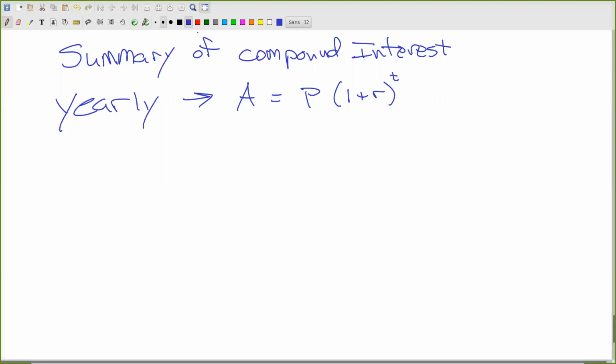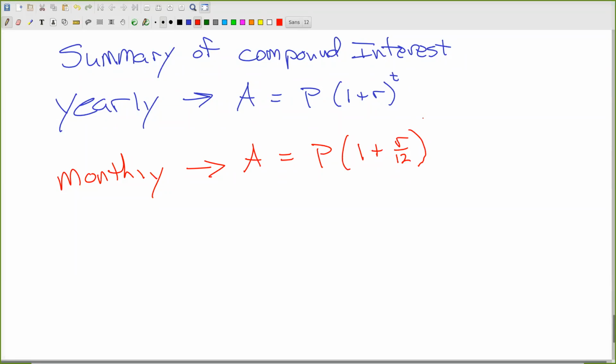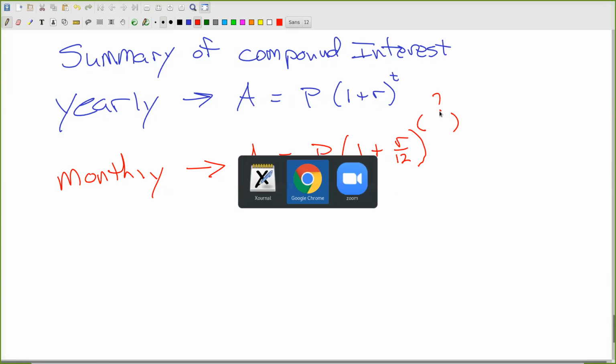For monthly, it's very similar. It looks a little bit different, but there is a pattern we'll look at the end of class. We started off with P, and we still have the 1 plus. Now we had to modify the rate by dividing by 12. The power, that's the big question. What is my power? It's not years in this second case.